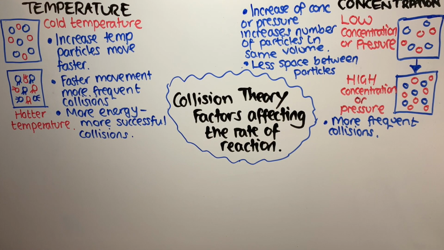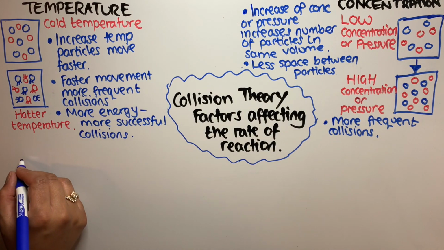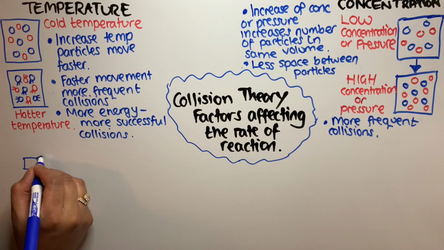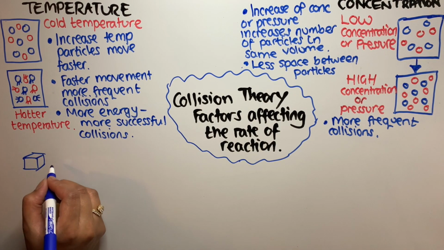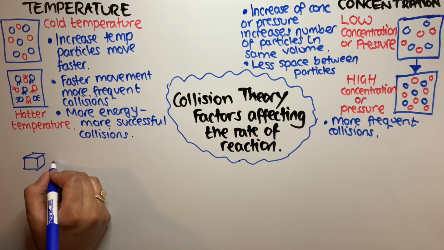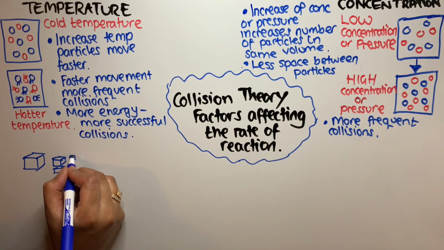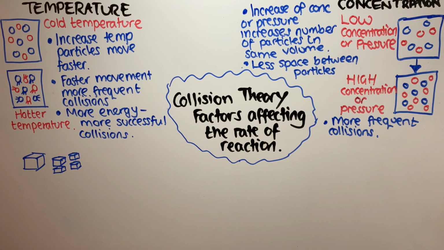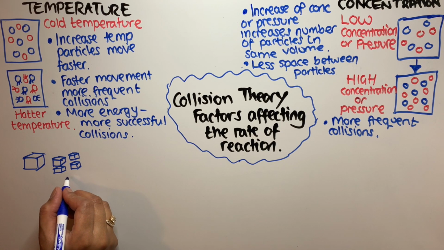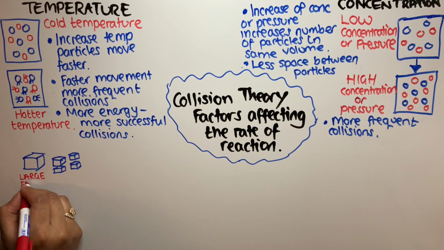Now let's consider the surface area to volume ratio. So if one of your reactants is a solid, then if we break the solid up into smaller pieces, this would mean that the solid with the smaller pieces has a larger surface area to volume ratio.